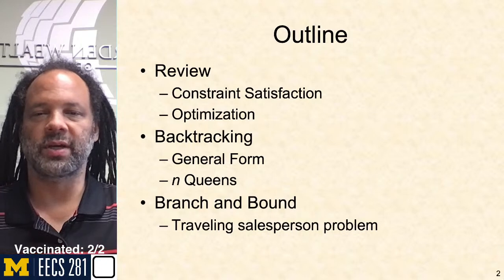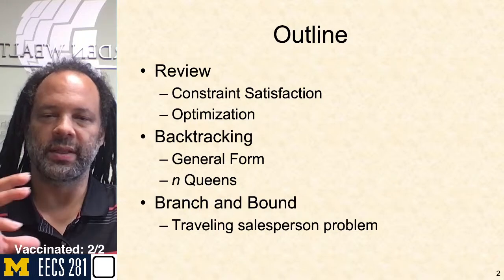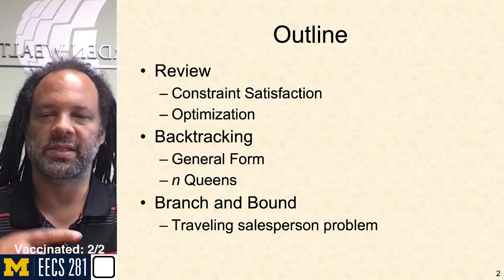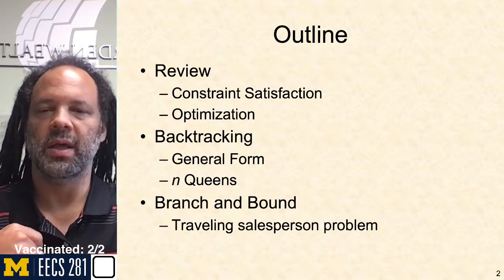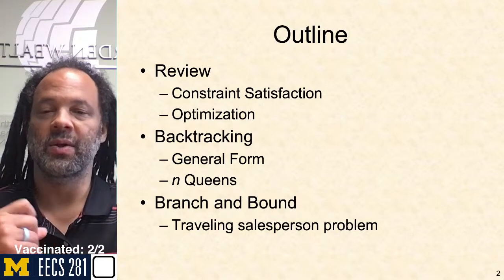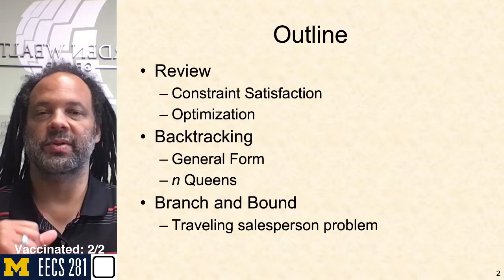We'll cover some of the stuff we talked about in yesterday's lecture, constraint satisfaction problems and optimizations. Then we'll look at the general form of backtracking, and we'll look at a specific implementation of this with a problem known as n-queens. And then we'll go into branch and bound and see how that applies to the traveling salesperson problem.